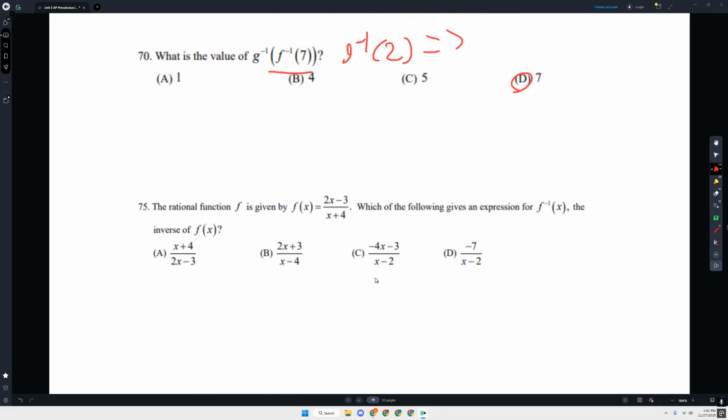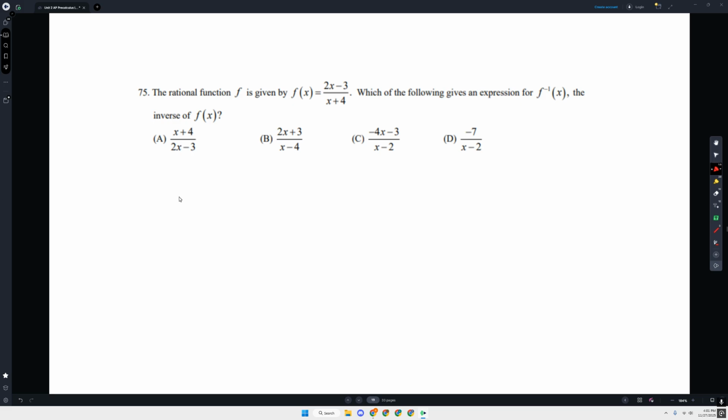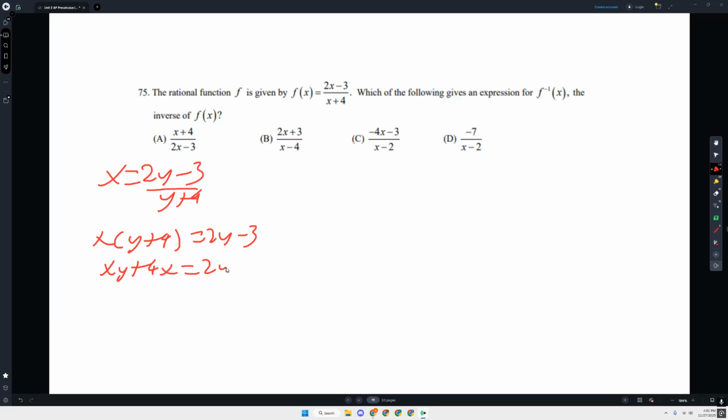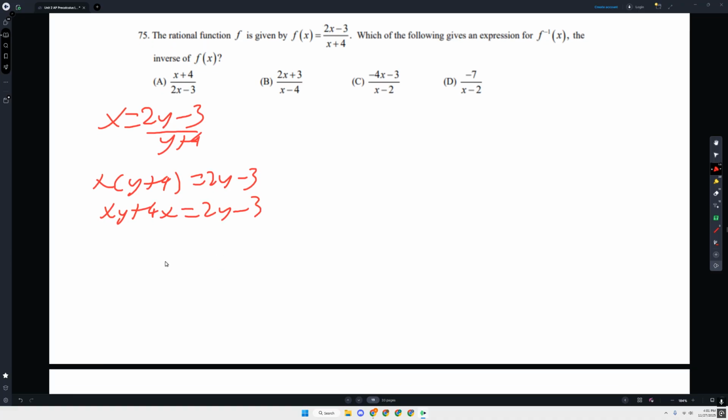From here, we're doing 75, which is an algebra question, and we're just trying to find the inverse of it. We do that by switching x and y. So we're going to say x is equal to (2y minus 3) over (y plus 4). We're first going to multiply this out to simplify. Xy plus 4x is equal to 2y minus 3. We're going to add 3 to the side, so this would be xy plus 4x plus 3 is equal to 2y. We're going to subtract xy, so this would be 4x plus 3 is equal to 2y minus xy.